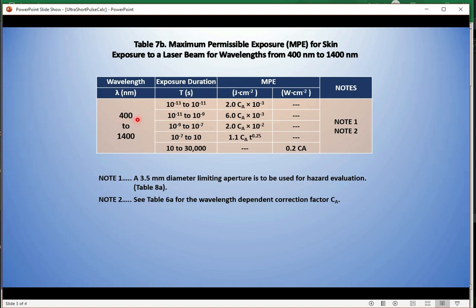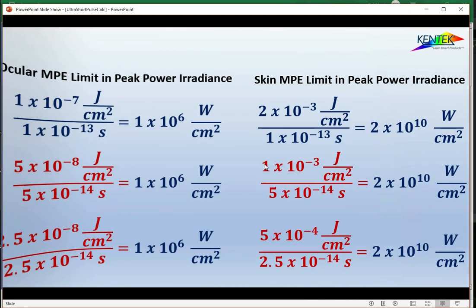Again, 700 nanometers, 100 femtoseconds. This is our MPE for 100 femtosecond skin exposure. It's 2 times C sub A times 10 to the minus 3 joules per square centimeter. It's radiant exposure. C sub A in this case for 700 nanometers is 1. So our MPE for 700 nanometer wavelength, 100 femtoseconds, is 2 times 10 to the minus 3 joules per square centimeter. Let's take a look at a little math.